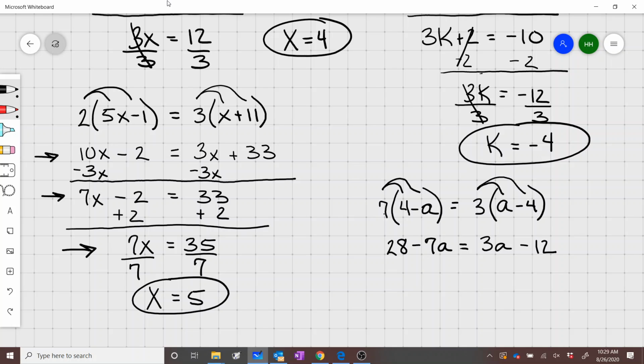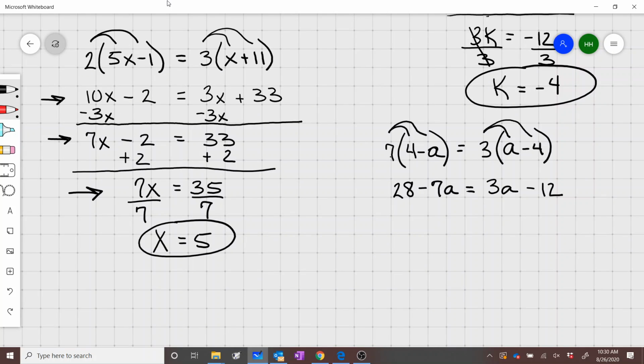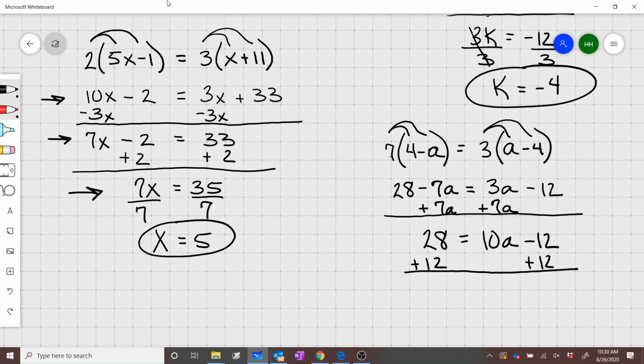So now we're going to move the smaller. And the negative sign in front of the 7a, that minus sign means the 7's negative. And if you move the smaller, you're going to move the negative 7a. So you're going to add 7a to each side. So on the left-hand side, you have just 28. And on the right-hand side, we get 10a minus 12. Now we can add 12 to each side. 28 plus 12 is 40 equals 10a, and divide by 10. So 4 is equal to a.